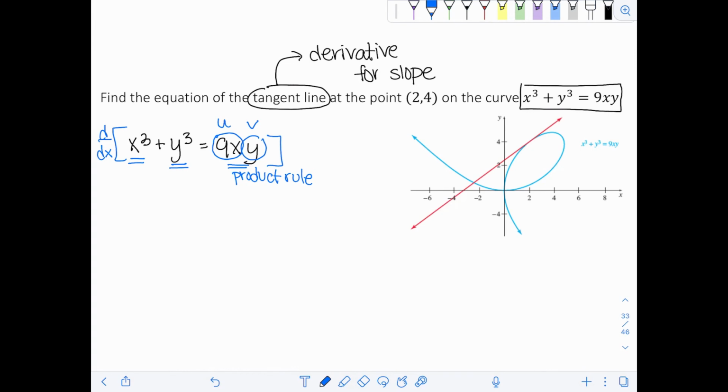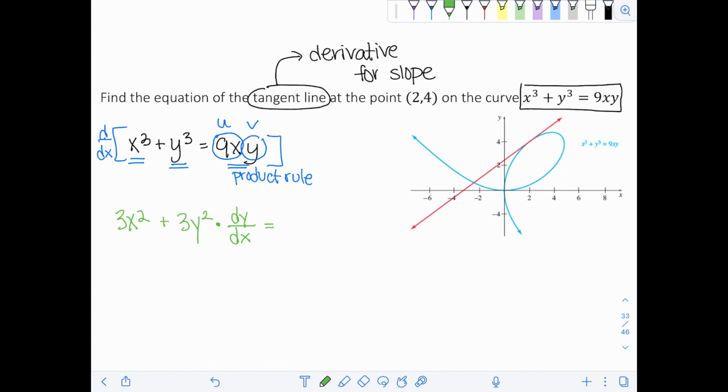Okay, let's do the left side first though, because that one is more straightforward. The derivative of x cubed is 3x squared. The derivative of y cubed is 3y squared times dy dx.